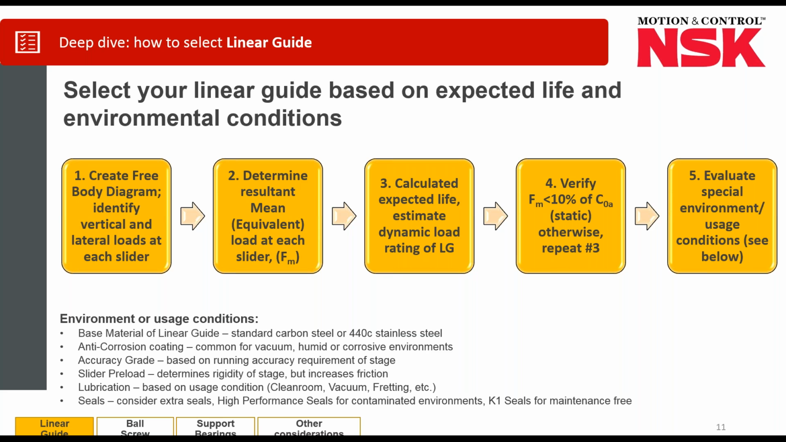And then finally, step 5 is once we've selected the basic linear guide, we go back and say, okay, do we need any special materials or coatings applied to that particular product to accommodate the environmental conditions in which the stage is being used in? So those are all the elements you see in the bottom of the slide regarding environmental or usage condition criteria that we want to optimize our linear guide for. So again, the materials, the coatings, the accuracy grade, those types of things. Lubrication is very important for our product. Next.